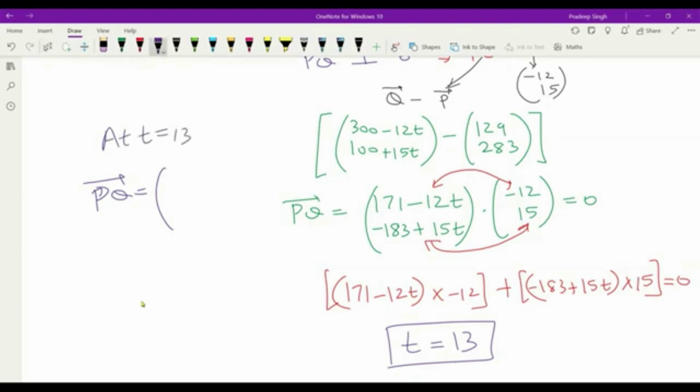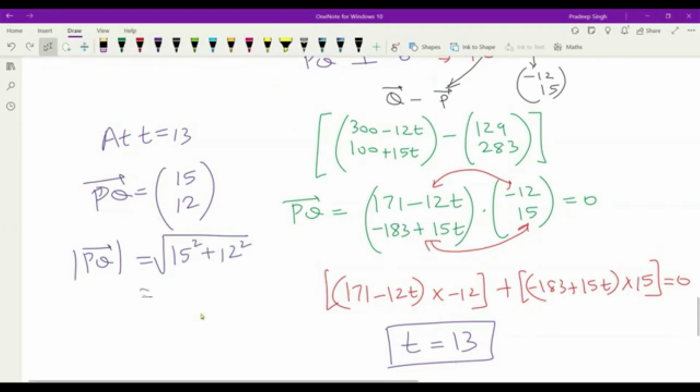The PQ vector will be 15 in the x coordinate. And if we take t is equal to 13 and put that in the y coordinate, we'll get the y coordinate as 12. Now, to identify the length PQ, we will find the magnitude or the modulus of PQ vector. So we use the Pythagoras theorem, square root of 15 square plus 12 square. And if we simplify this, we will get the answer as 19.2 approximately. So 19.2 kilometers.